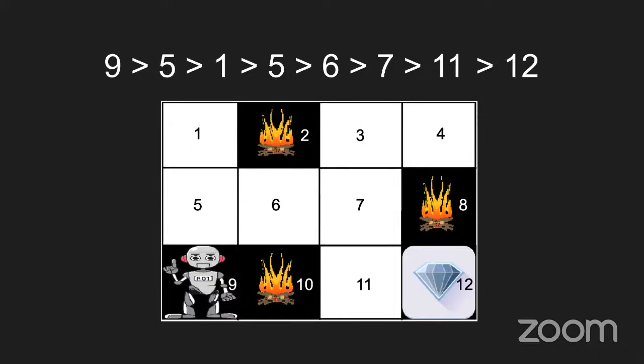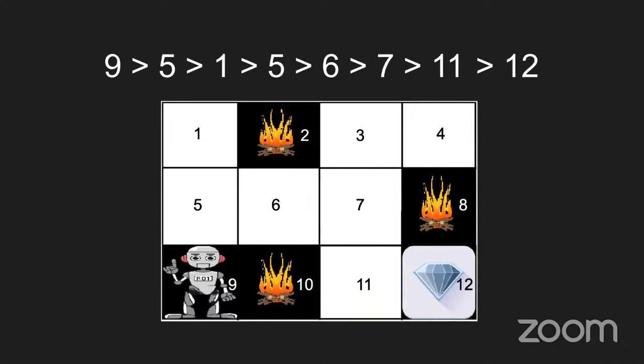Now, at this point in time, I want to figure out if the bot took the right path or not, right? I'm going to give the answer, and I want you all to type the answer anyways in chat, just to see how many of you get it right. Given the set of numbers, and to a machine learning model it's only these numbers: 9, 5, 1, 5, 6, 7, 11, 12. These are the only numbers that you have.